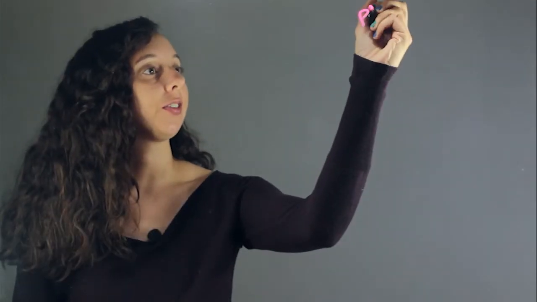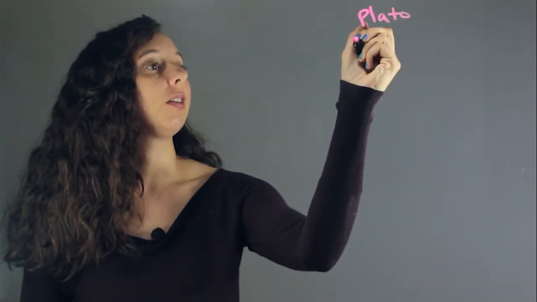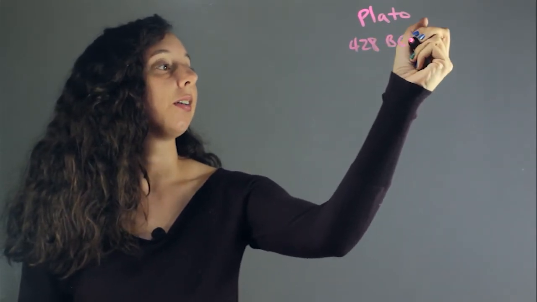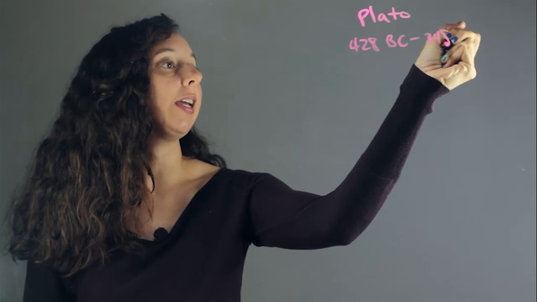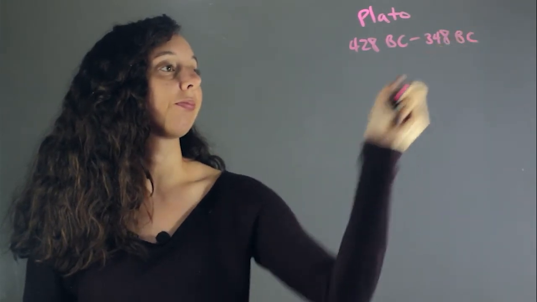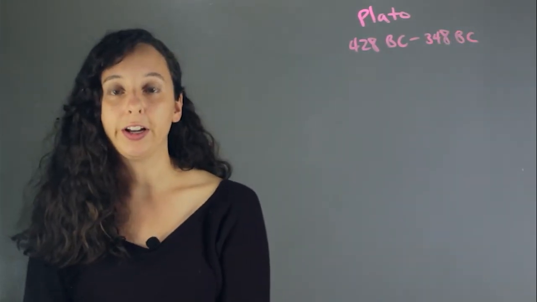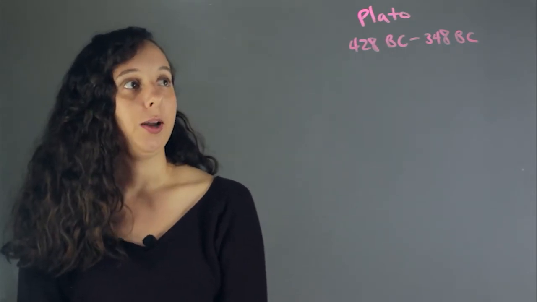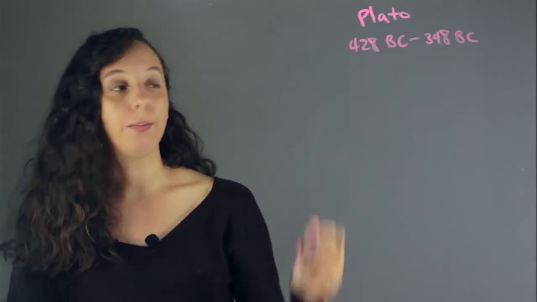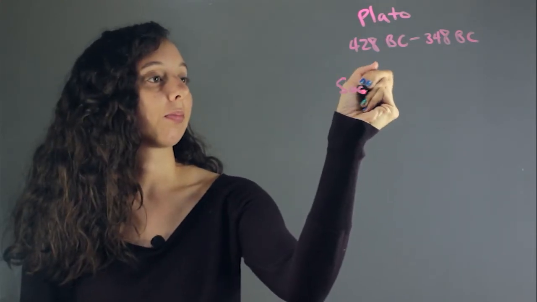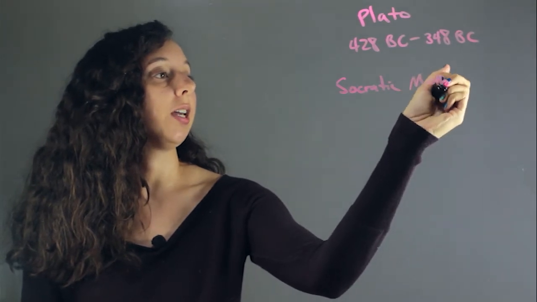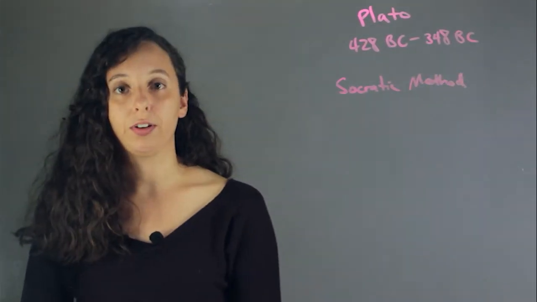All right, so Plato was a Greek philosopher who was born around 428 BC and who died around 348 BC. So he lived to be about 80, that's pretty good. So he was important to chemistry because he really helped develop the Socratic method. And his teacher was actually Socrates, so they're very close.